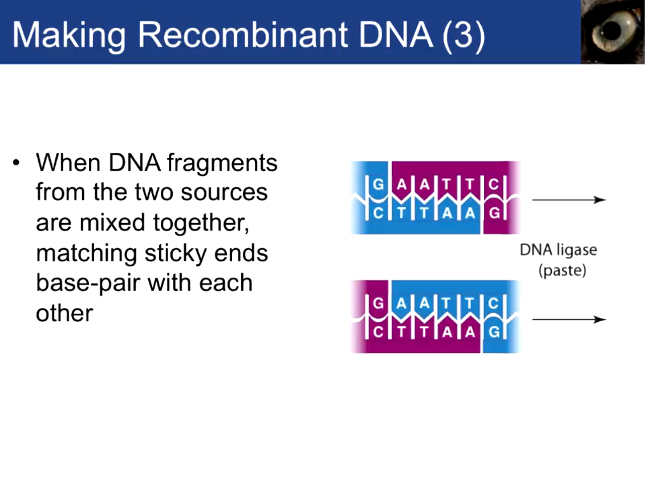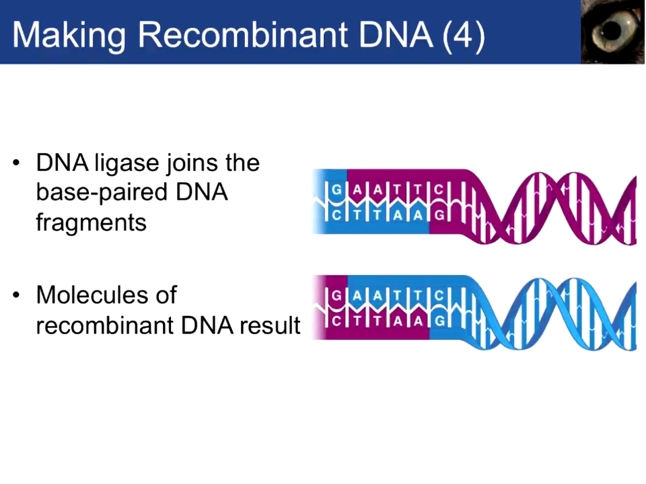When the fragments are mixed, the matching sticky ends base pair with each other, so DNA from the human gene and DNA from the bacteria are recombined in the same piece of DNA. The enzyme DNA ligase is then used to seal these pieces of DNA together. The ligase repairs the nicks in the DNA backbone so that it is not just base pairing that holds the broken strands together. At this point, the molecules of recombinant or mixed DNA are a result.